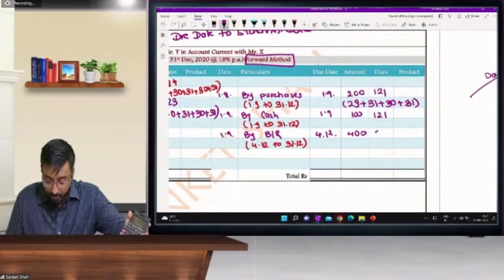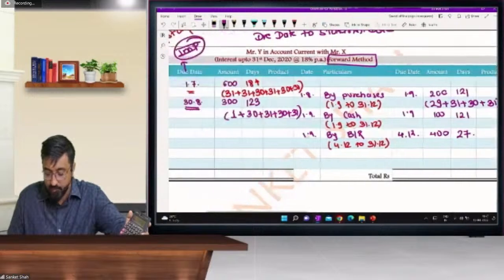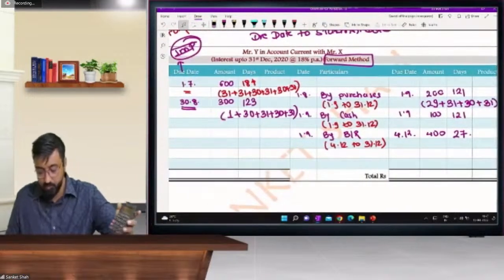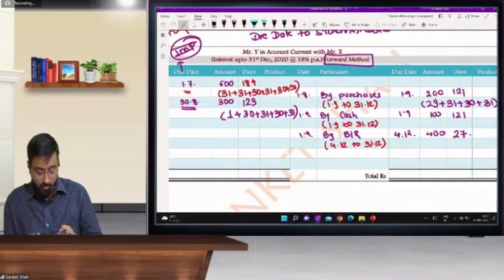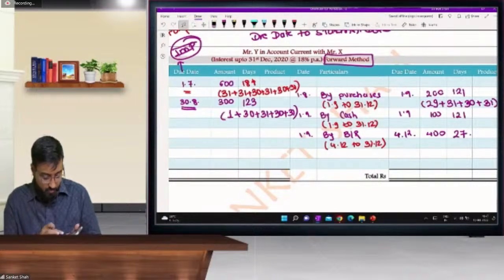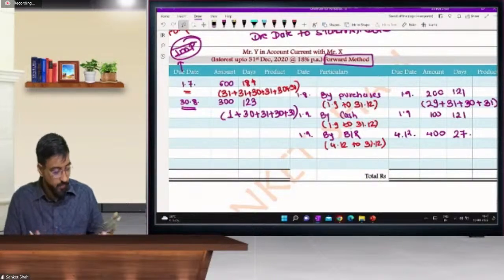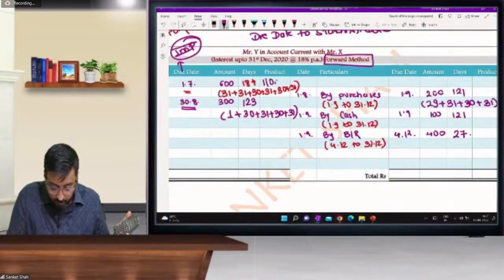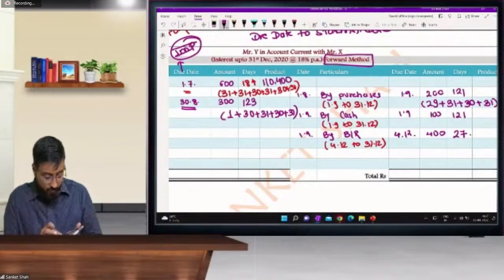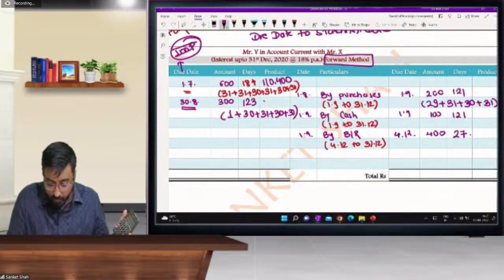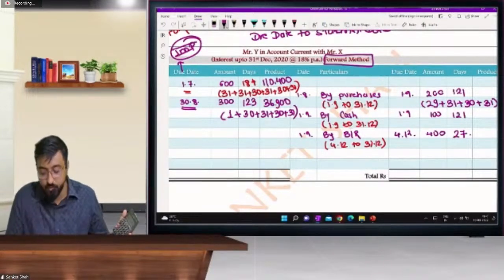121 and 27. One lakh 10,400. 36,900. Beta, yes. Now I am telling you to use the memory plus function.